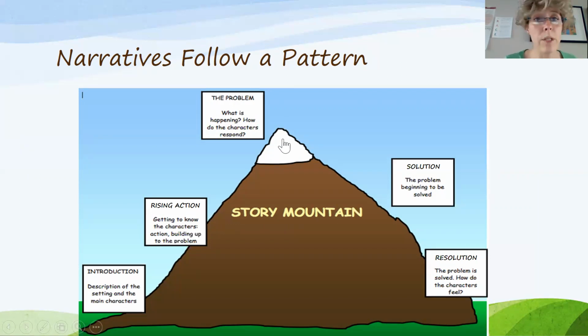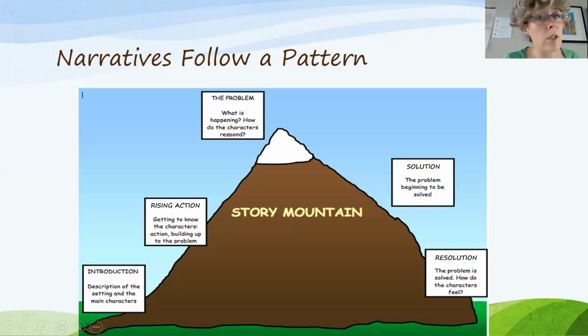And then there's a problem. What's going on in the story? What's the big thing that's happening in the story? And the climax of the story is when, whew, the problem happens and whoa, what are we gonna do about it? How are the characters responding? And then there's a solution. That tells us how did the characters respond? What are they doing to solve that problem?